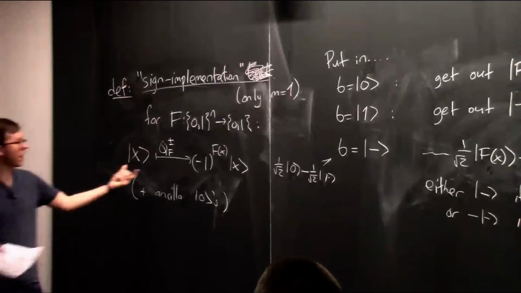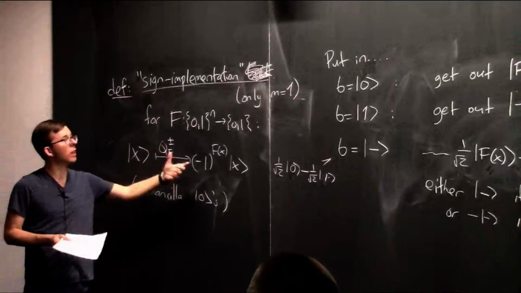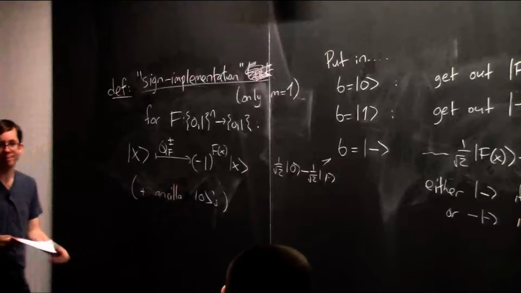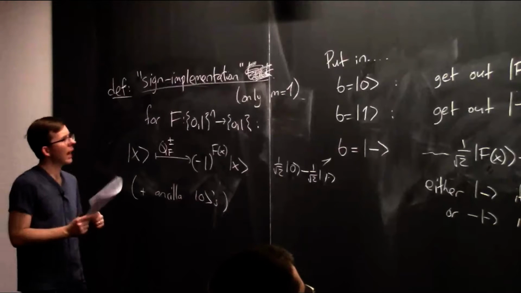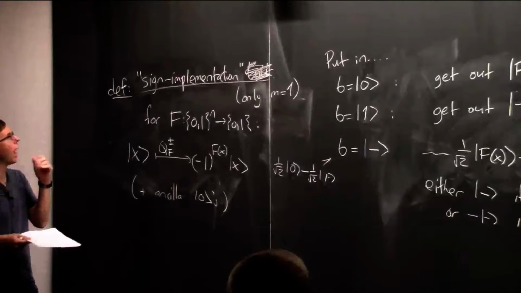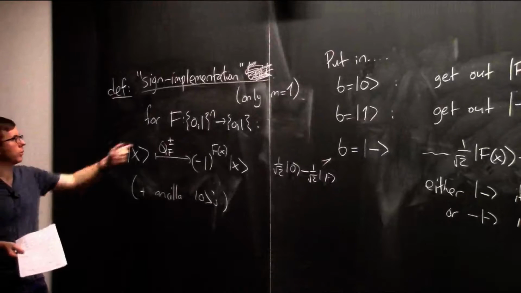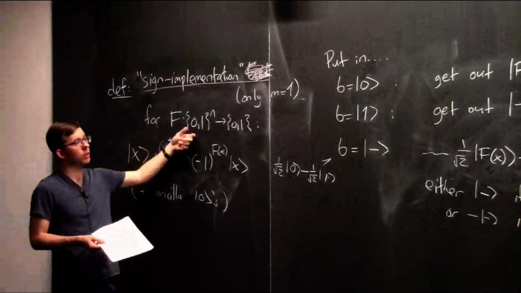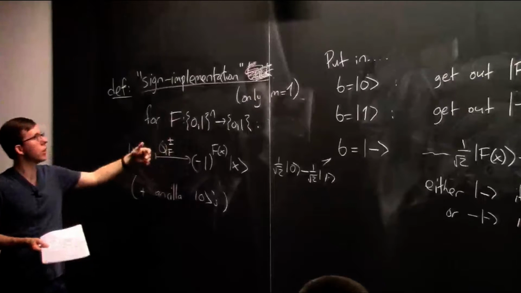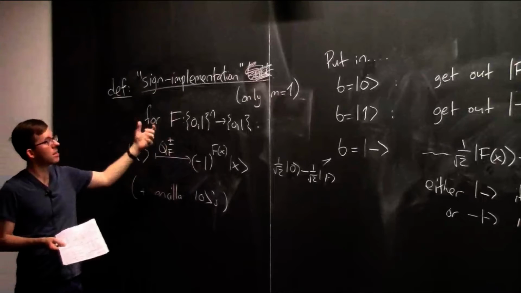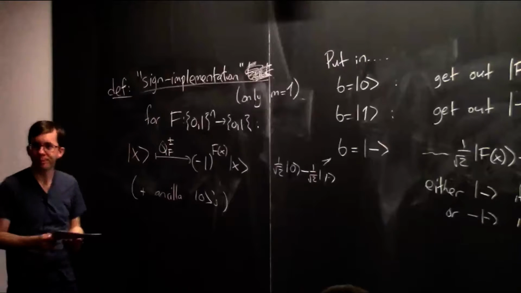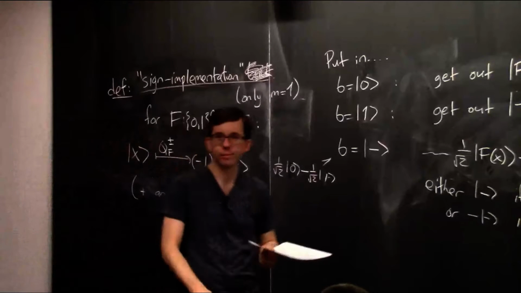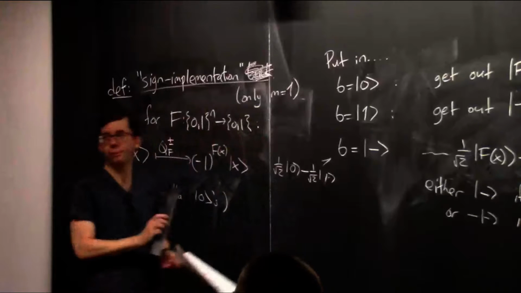So instead of having a separate output register, we have this trick where the computation will change the sign. And what I'm saying is, if you have a classical circuit computing a Boolean function like this, you can easily convert it to a quantum circuit that sign implements the function by doing this. Okay?